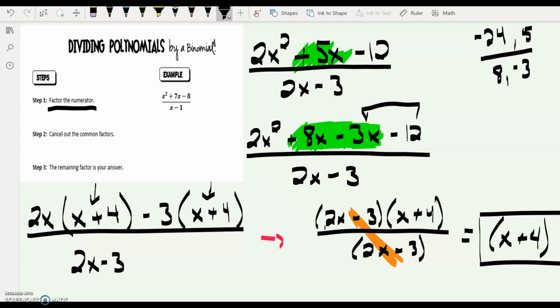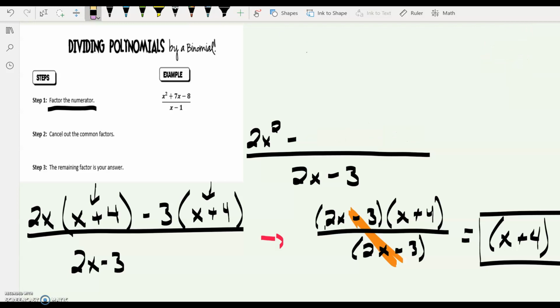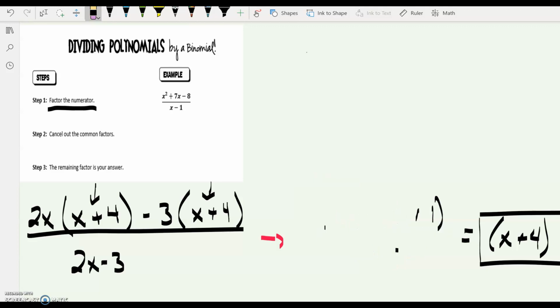And I will do one more quick example for you guys. Just another way that we can rewrite dividing polynomial problems. They all mean generically the same thing. So let's just take a look here.